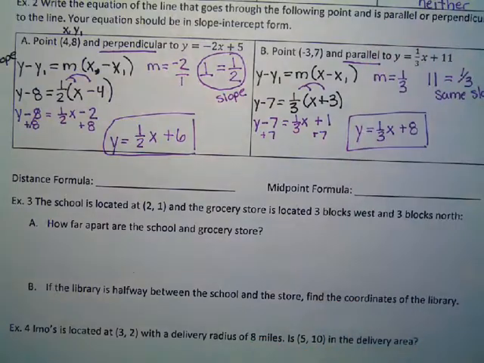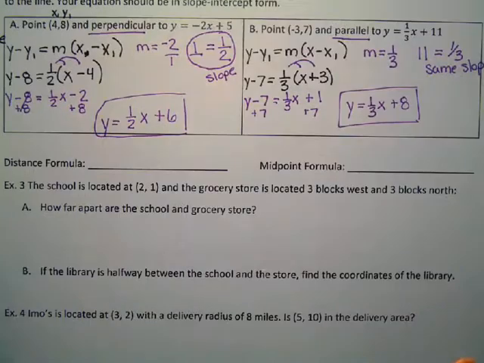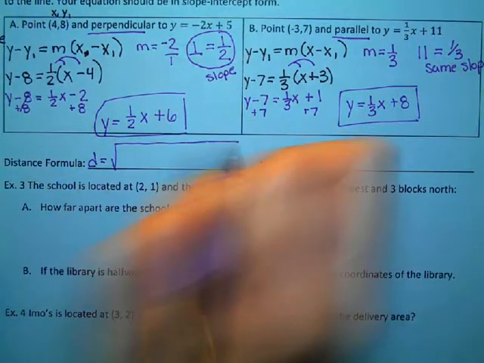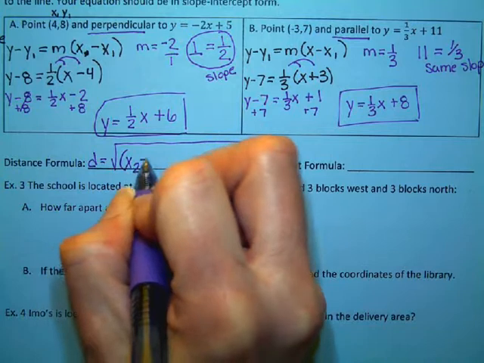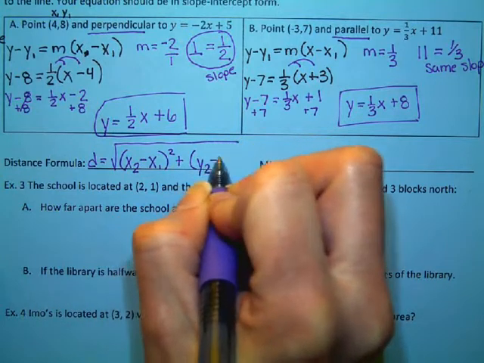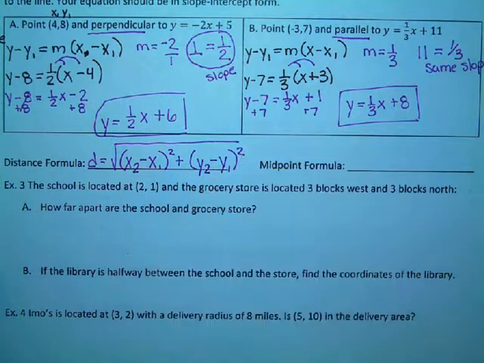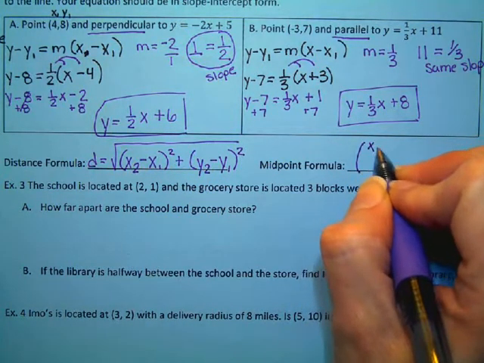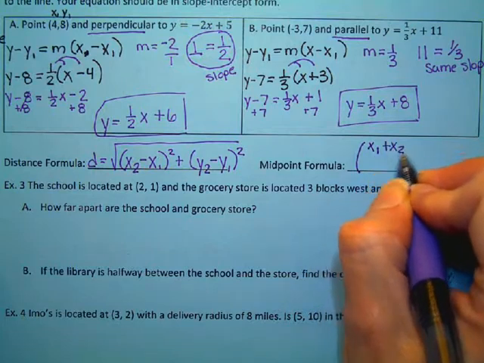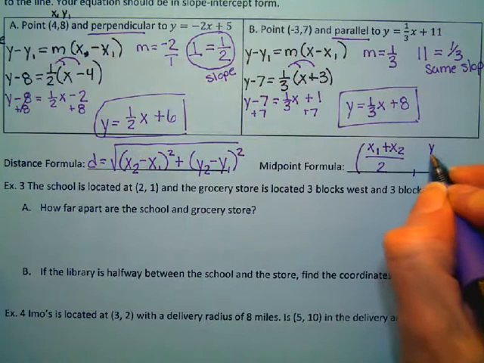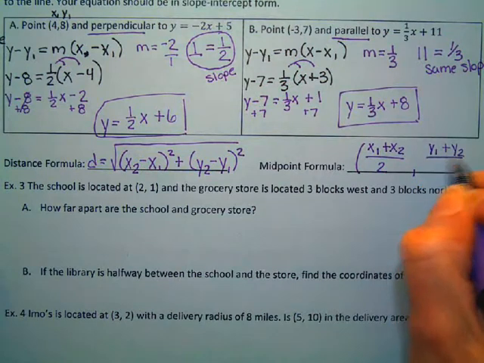Alright, so this is another review topic we did earlier this year, distance formula. We have practiced this one a whole lot. It's the square root of x2 minus x1 squared plus y2 minus y1 squared. Midpoint formula was a big fraction. You do x1 plus x2, and then you divide it by 2. That gets your x value of the midpoint. And you do your y1 plus your y2 and divide it by 2. That gets your y coordinate of the midpoint.